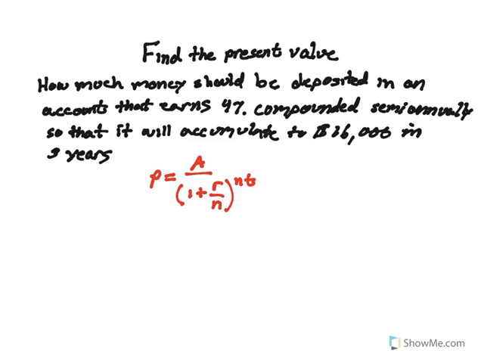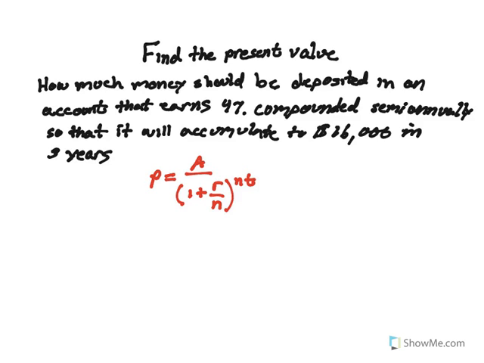A is the future amount, well, the future value, but same thing. This is the formula we need. The amount we need today, or the present value, is determined by the present value formula.